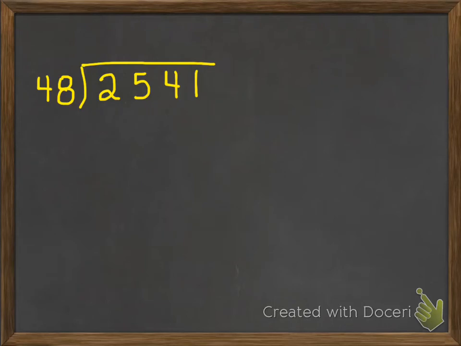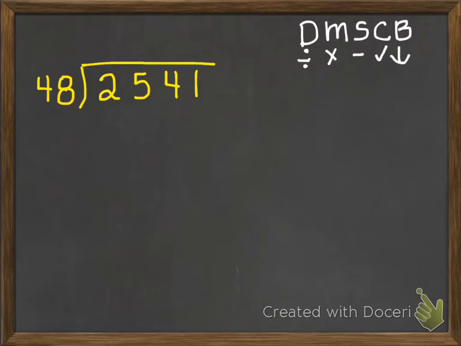Here I have 2,541 divided by 48. So what I need to do is think about my strategy. I like to use "Does McDonald's sell cheeseburgers?", and that stands for divide, multiply, subtract, check, and bring down. Now these are pretty big numbers, so we need to use a lot of estimating.